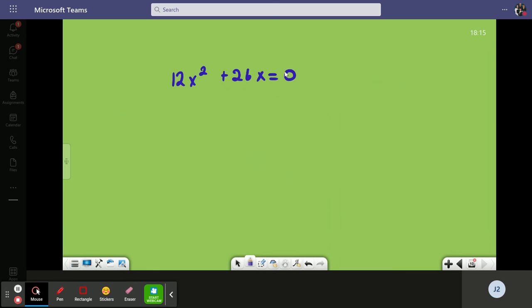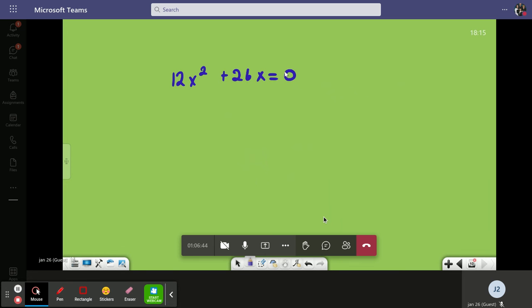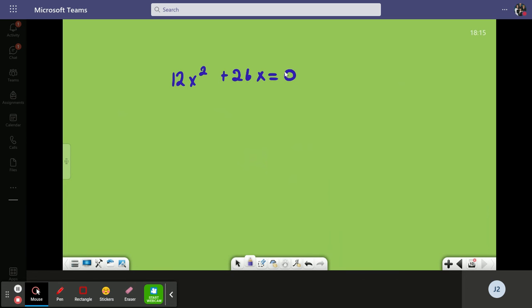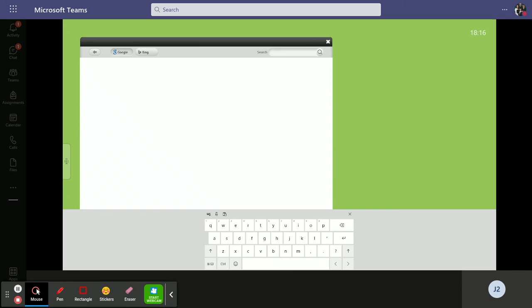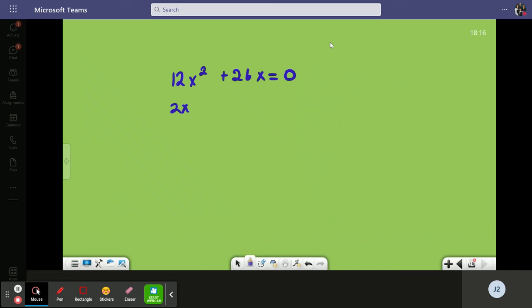What could I pull out of 12x squared and 26x? What could I divide out of 12 and 26? They're both even. Two. And then there's an x in both of them, right? So I'm going to pull out a 2x. When I say pull out, I'm factoring out. That means I'm dividing out. So 12x squared divided by 2x, what does that leave me with? 6x. And 26 divided by 2x is 13. Equals 0.